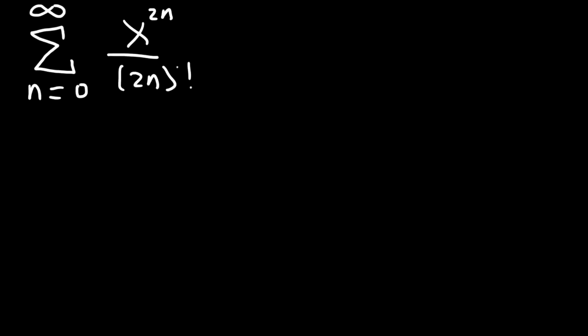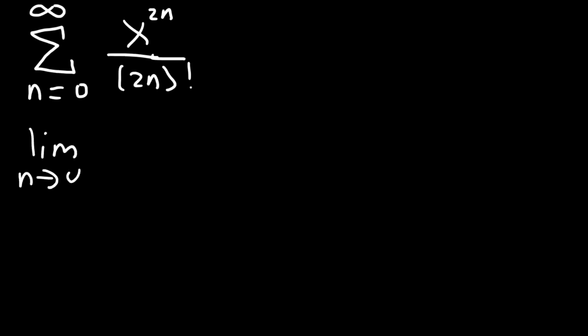Now let's work on another example problem. So let's say we have the power series from n equals 0 to infinity of x raised to the 2n divided by 2n factorial. So go ahead and work on this problem.